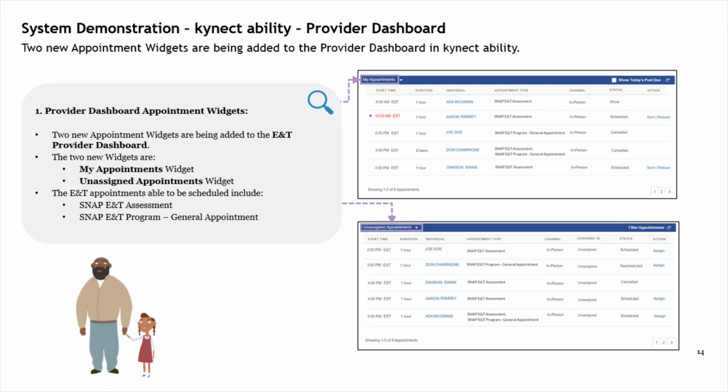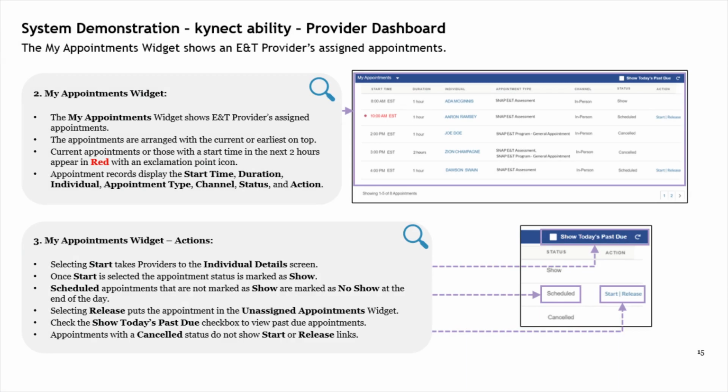2 new tools on the ENT provider dashboard, the My Appointments widget shown in the top screenshot and the Unassigned Appointments widget shown below, allow for scheduling and management of SNAP ENT assessments and the SNAP ENT program general appointments. Now let's cover those widgets in more detail.